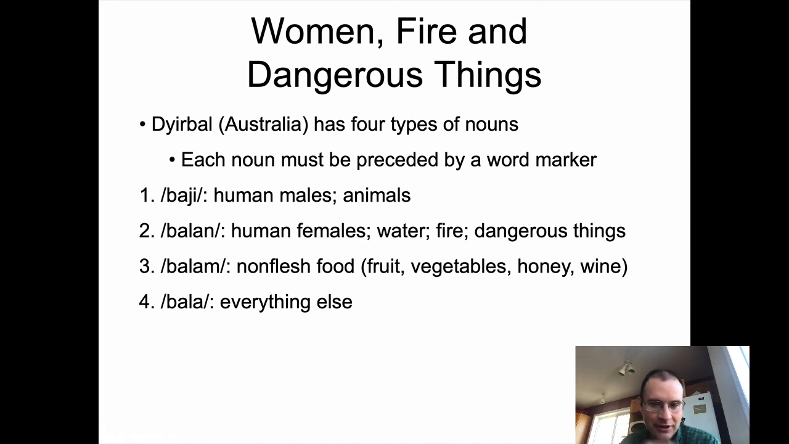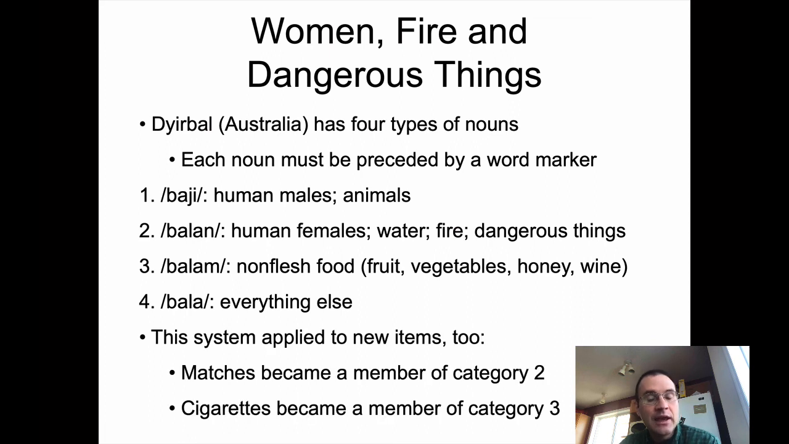And if you go back to those Dyirbal sentences I gave you a while back, you'll see that this class system is working in the example sentences in those slides. And this applies to new items too. So before these Dyirbal speakers had contact with the outside world, they didn't have either matches or cigarettes, but then these concepts were introduced into the language, and they had to figure out which noun class they had to go into. So matches became a member of category 2, and cigarettes became a member of category 3, which I guess just goes to show you that a woman is more like a match than a cigarette.